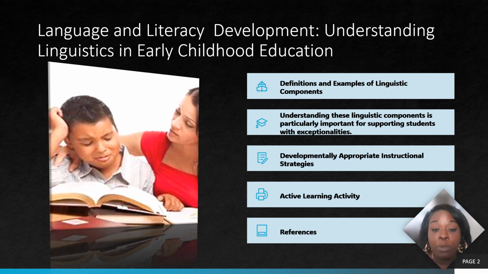Okay, so an outline of what we're going to talk about today will consist of learning about language and literacy development as it revolves around understanding linguistics in early childhood education. What that means is we're going to go over definitions and examples of linguistic components in terms of five different terms that are connected to linguistics. We will also give a brief understanding of these linguistic components and why they are particularly important for supporting children with exceptionalities. We will further go into the developmentally appropriate instructions that we can use in our classrooms to help these children, atypical and typical children.